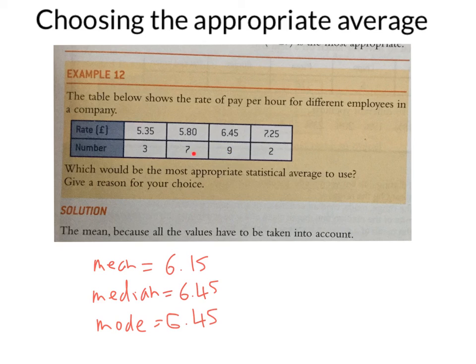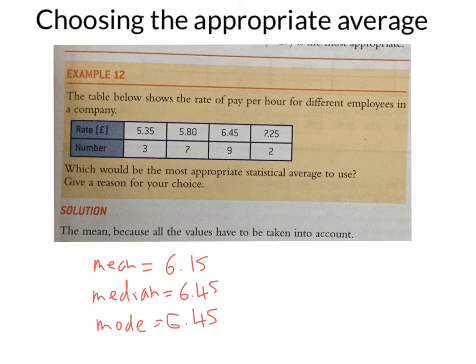10 and another 11. There are 21 values. So the 11th value is the middle one. The first 3 are in here and the next 7 here. So that's the first 10 people's pay here. The 11th person is into this group. So that's where the median was, £6.45. So the 11th person's in there, the middle. And this is also the most common group, so that's why the mode is £6.45.